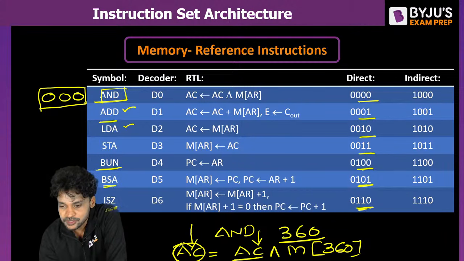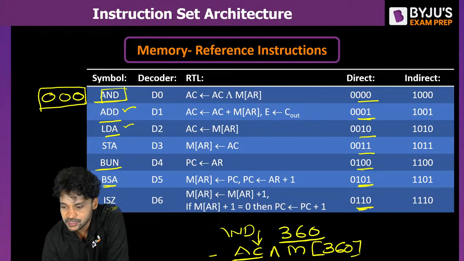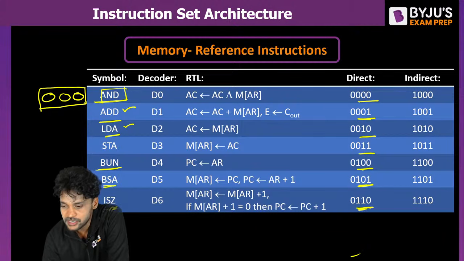Similarly, addition. When the opcode is equal to 001, addition will get performed. When the opcode is 010, load will get performed. What is load? Could you please tell me what is load? Some of my regular students, you will be able to tell me what the load instruction is, or you want me to explain? What is the difference between load and store?